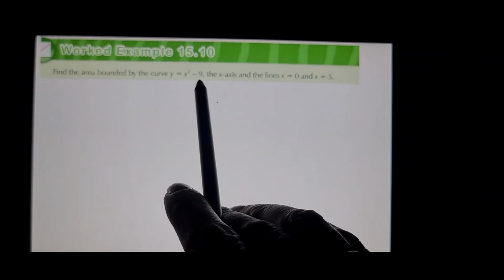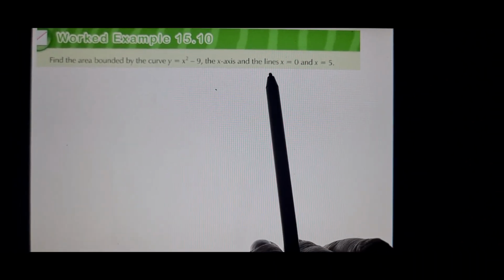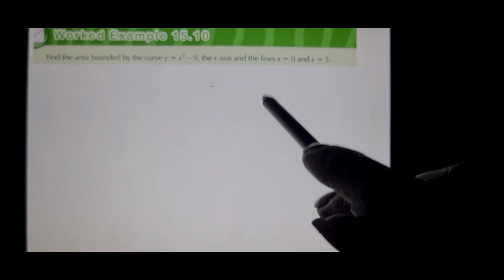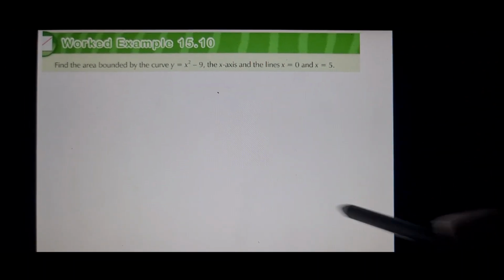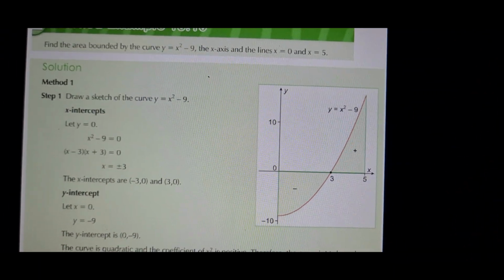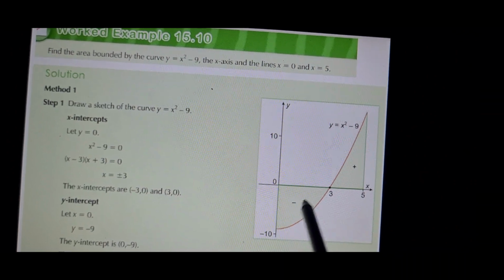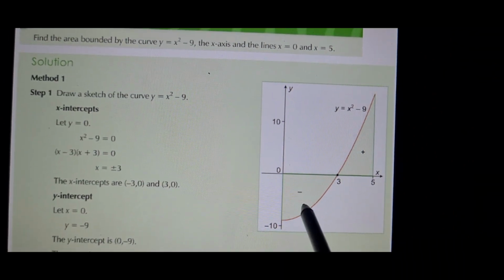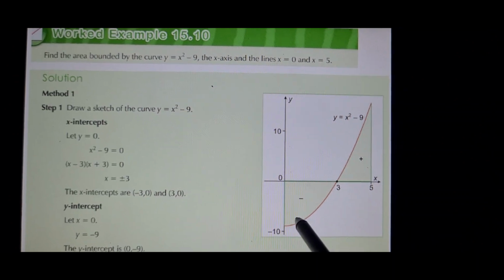So look, it's a quadratic, so you know it's positive, it's going to be U-shaped. They only want you to get the area under it between the x-axis and those two lines. Remember, x equals 0 is going to be a vertical line down through the x-axis at 0, and x equaling 5 is a vertical line down through the x-axis at 5. So my sketch would look something like this. Okay, so this region down here is a negative area, so I've just put a minus there, but this region will be positive. So we're going to have to do them separately, okay?